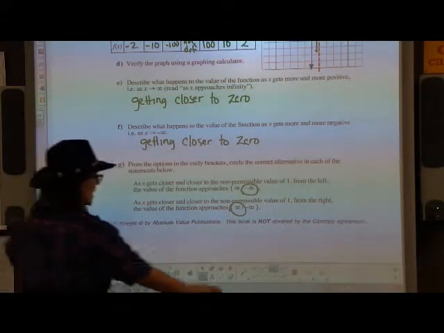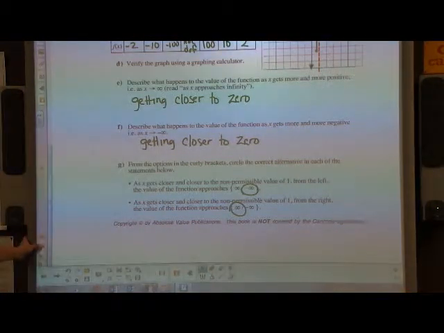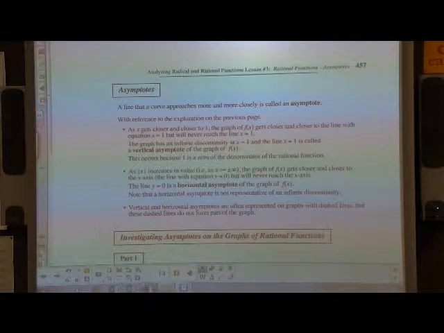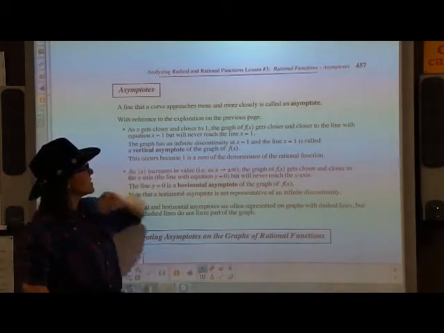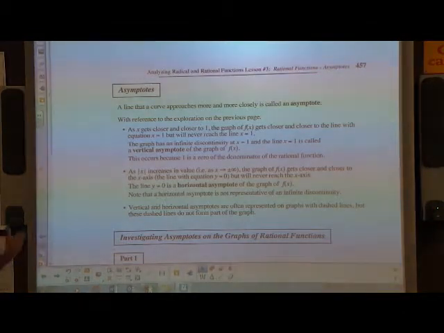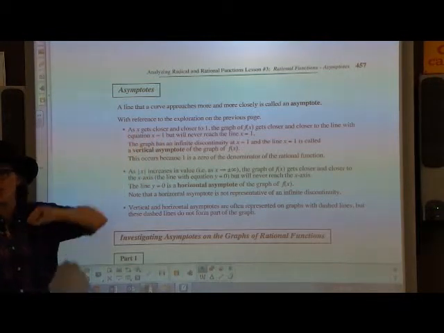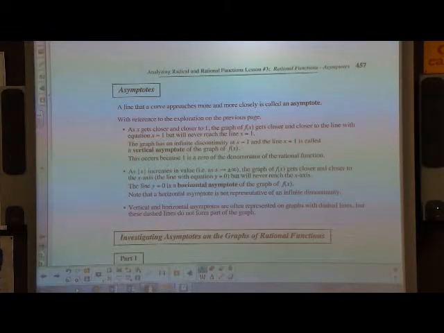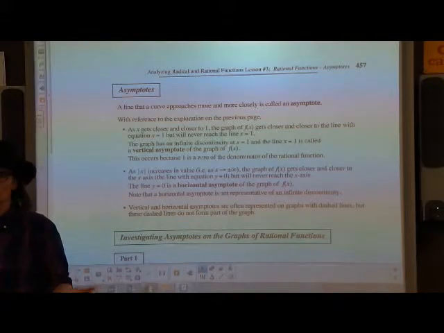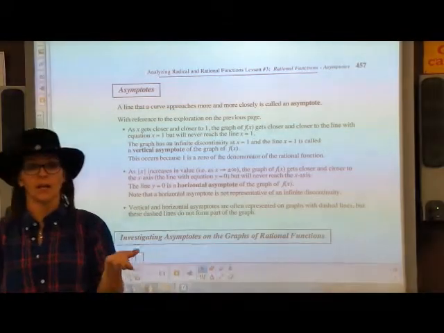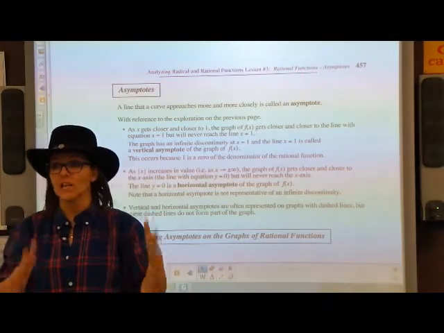So at the top of the next page is just some more explanations as to what is an asymptote. So a line that a curve approaches more and more closely without crossing or without actually reaching is called an asymptote. With reference to the exploration on the previous page, as x gets closer and closer to the value of 1, the graph gets closer and closer to the equation of the line x equals 1, but never actually reaches it. So it'll always be 1.0000000000000 something, or 0.9999999999999 something. So it never actually equals 1.0.